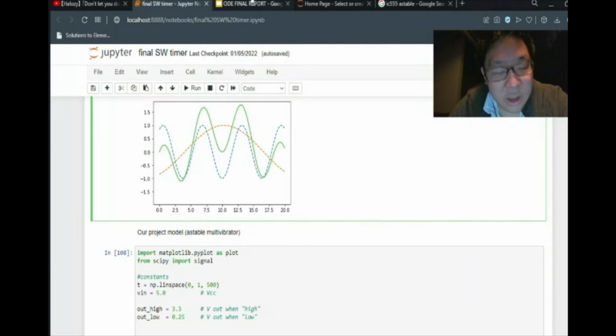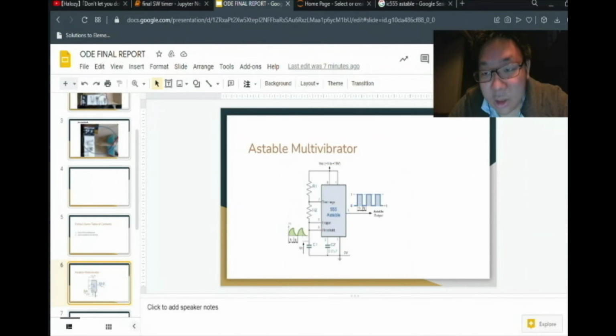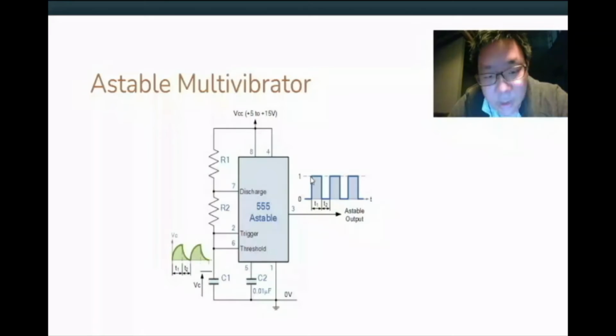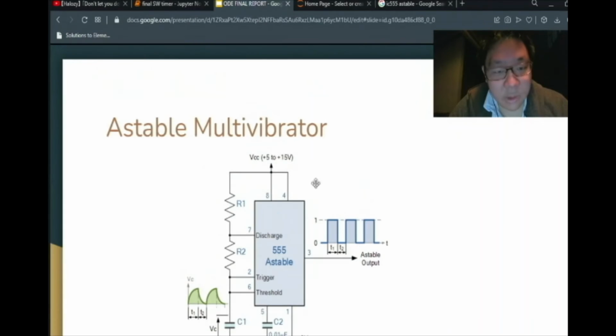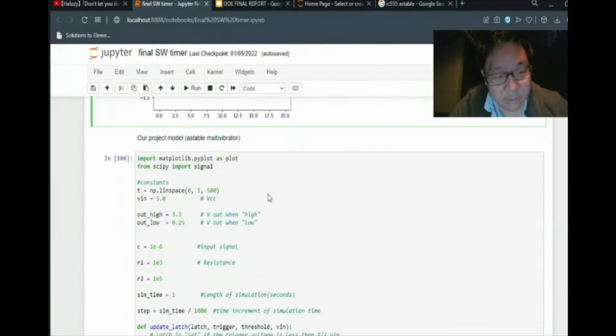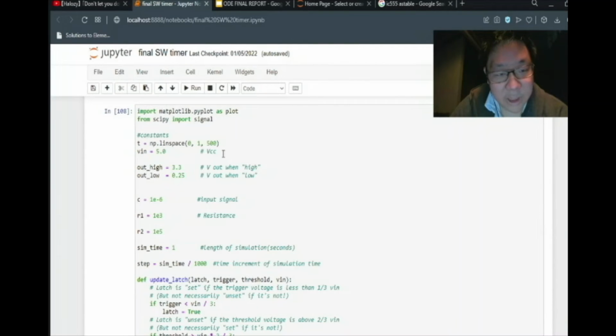Okay, next we'll go to the astable multivibrator, and here is the basic circuit of what the astable multivibrator is. This is an IC, and here we have our input, which is done through C1. This is a triangular wave, and the resulting output should be a square wave.